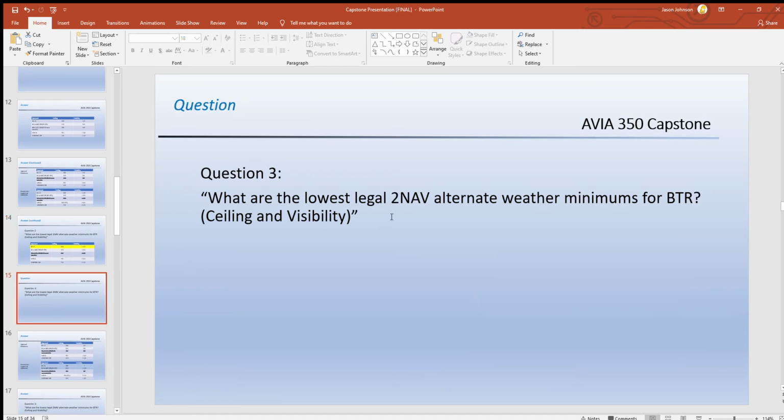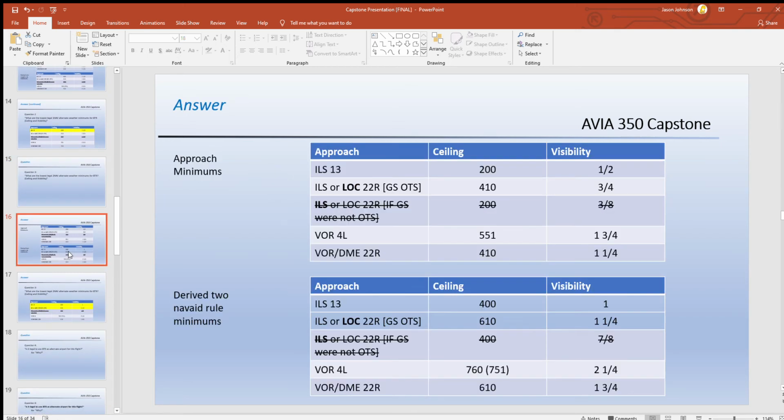What are the lowest legal 2 nav alternate weather minimums for Baton Rouge? So same thing, here's our initial approach minimums, and here we go with the 2 nav rule. So now instead of 401, we add 200.5. So for the ILS 13, that gives us 401. For the localizer only, 22 right, we get 610, 1 1/4.